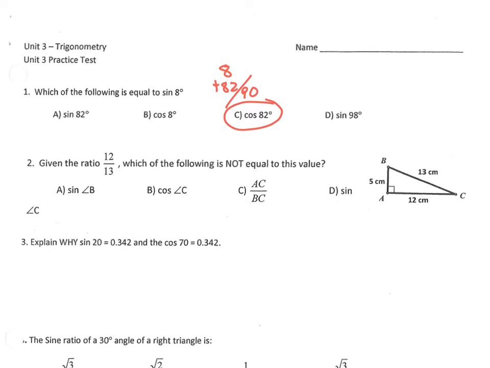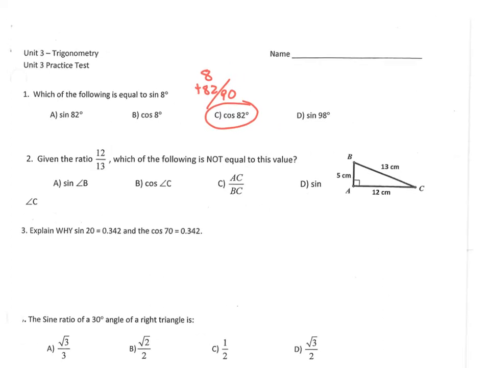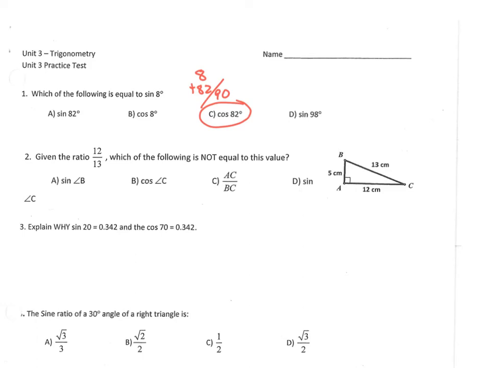Okay, next problem. Given the ratio 12 to 13, which of the following is not equal to this value? So figuring out this one, 12 to 13, so sine of B, so here's angle B, so sine of B would be opposite to hypotenuse, which is true. So that one works. Cosine of angle C would be adjacent to hypotenuse, which would still be 12 to 13.